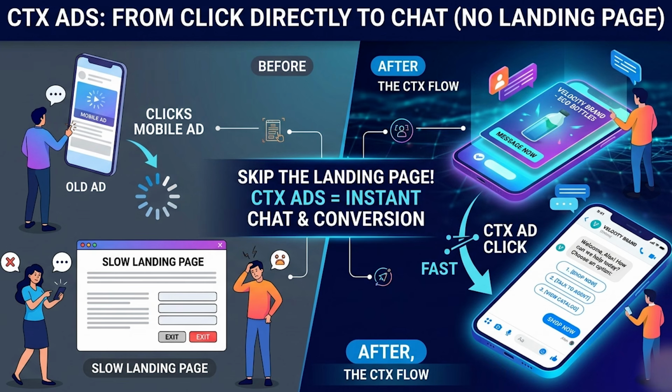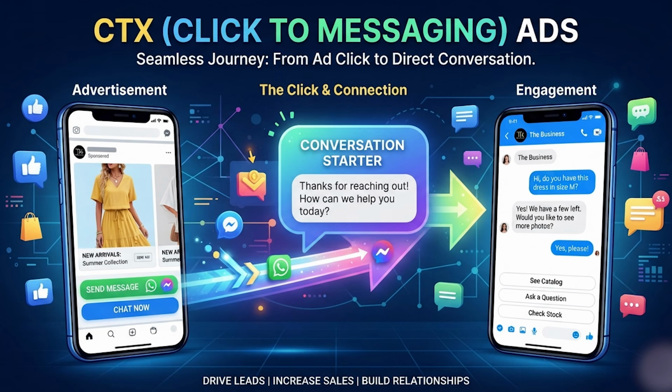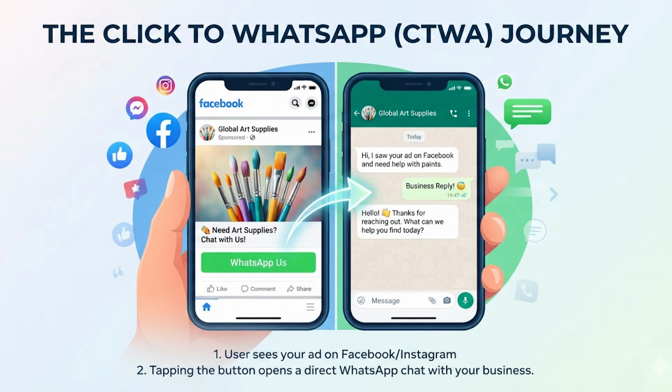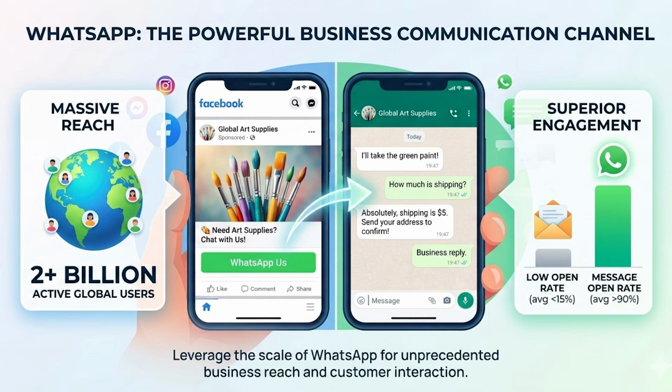CTX stands for Click to Messaging. It's Meta's conversational ad format. When someone clicks a CTX ad, instead of going to a landing page, they get dropped directly into a chat window. There are 3 versions depending on which platform you want to connect to. CTWA, Click to WhatsApp. The user taps your ad on Facebook or Instagram, and it opens a WhatsApp chat directly with your business number. This is the most powerful one because WhatsApp has over 2 billion active users and message open rates that email can't compete with.